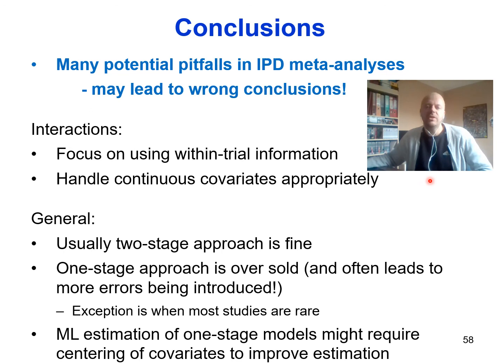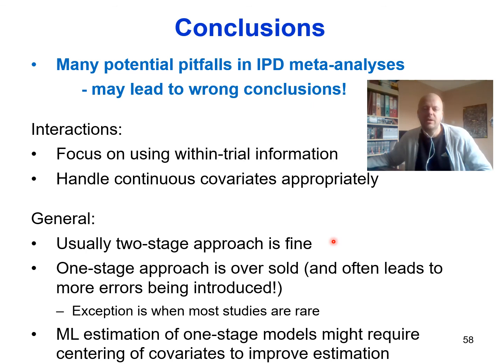So in conclusion, thank you for listening to this talk, and I hope it's been informative. I've covered a lot of different topics. One of the reasons for this talk is that there are many issues in an IPD meta-analysis at the moment. People are doing the wrong things, and this can lead to the wrong conclusions and potentially even the wrong stratified medicine. So for interactions, if that's your focus, then aim for using within trial information and handle continuous covariates appropriately. Generally, we recommend the two-stage approach is fine.